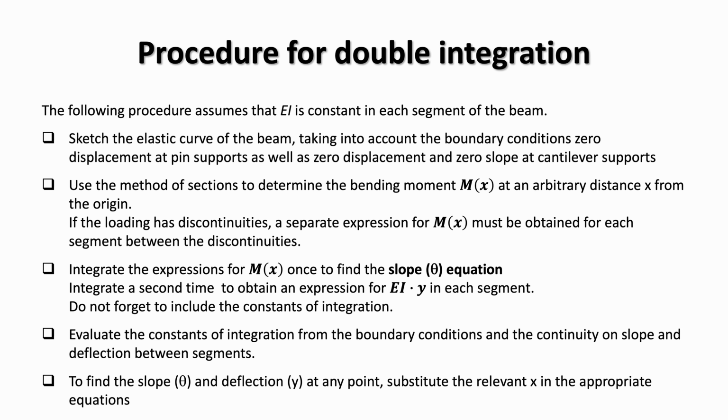This slide summarizes the procedure for the double integration method, which we'll follow again for this example. We assume that EI is constant along the beam, and we begin by sketching the elastic curve using the boundary conditions to guide the expected shape of deflection. We then use the method of sections to write the bending moment expression M(x) at an arbitrary distance along the beam. For non-uniform loading, like in this case, this expression will vary with position. The bending moment is then integrated once to obtain the slope equation, and then a second time to obtain the deflection equation, remembering to include the constants of integration. Finally, these constants are evaluated using the boundary conditions at the supports, and the resulting expressions can be used to find slope and deflection at any point along the beam.